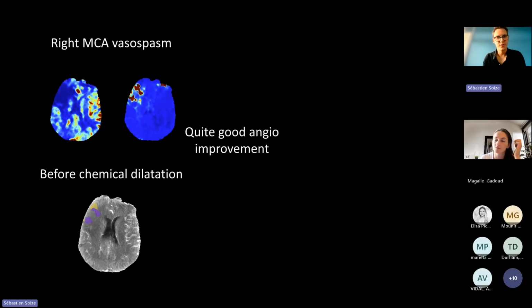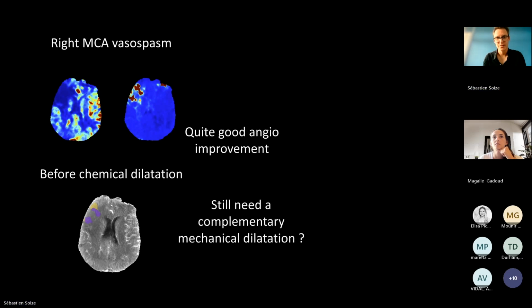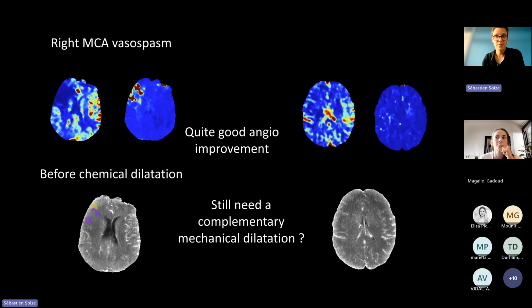We had a quite good improvement at the end of the angio, but we were not perfectly convinced that the arteries were like they should be. So we were wondering whether we need to do a complementary mechanical dilatation of the MCA or not. And finally, we did another CBCT perfusion. So we got 2 CBCT perfusions on the same patient, and the blood flow has been restored. We were largely confident that now we can stop the procedure without trying to do a probably more dangerous mechanical dilatation.